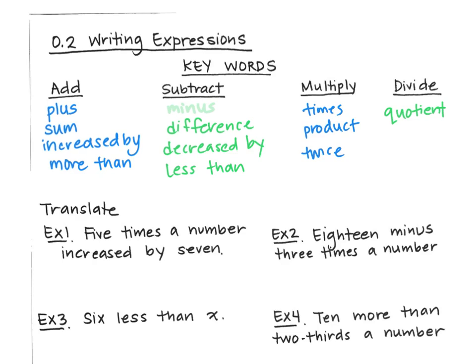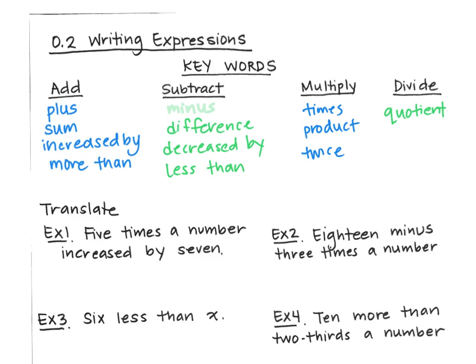For section 0.2, we're going to write expressions, basically translating word problems into algebraic expressions. Expressions do not have equal signs. Some words that you frequently see for add: plus, sum, increase by, more than. And I'm going to come back to more than in a second. For subtraction, some common words are minus, difference, decrease by, or less than, which I will also come back to.